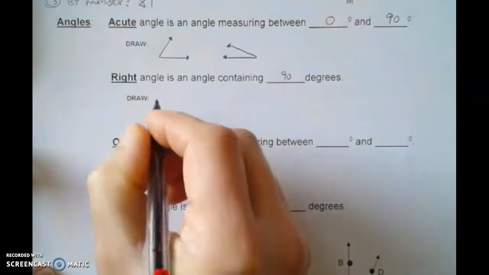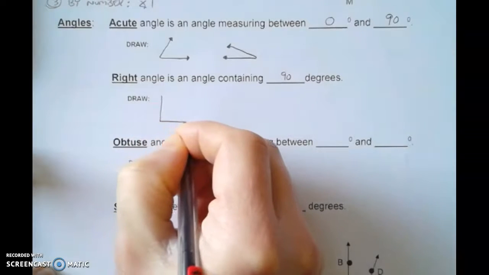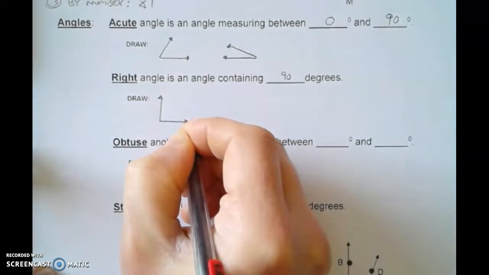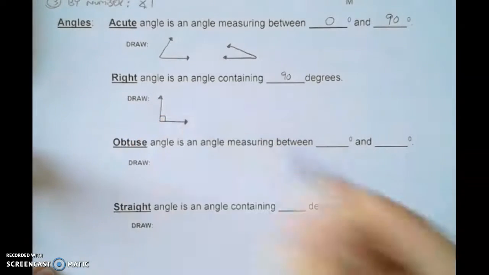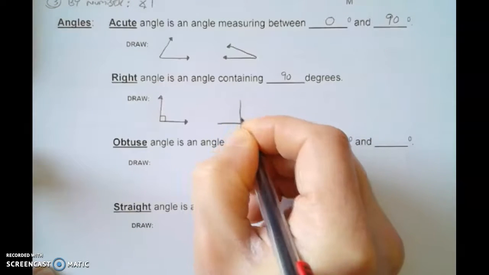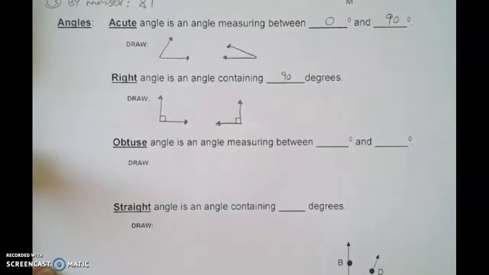And we can draw a right angle. A right angle looks like this. We've talked about right angles before. These two rays are perpendicular to each other. I can put the right angle symbol in like that. You could also draw it like this if you wanted to. There's your right angle symbol. But this is what a right angle looks like.